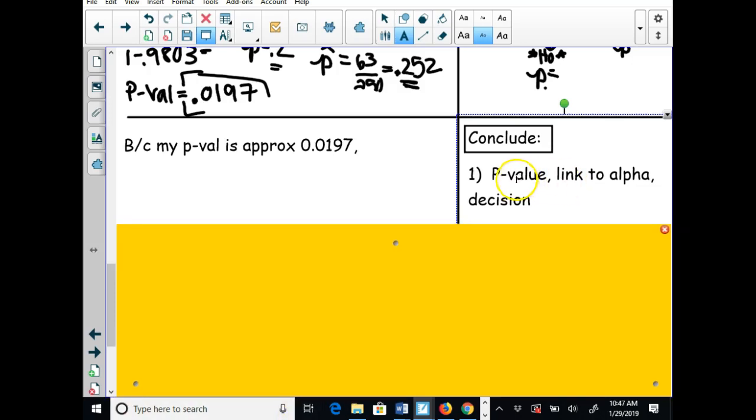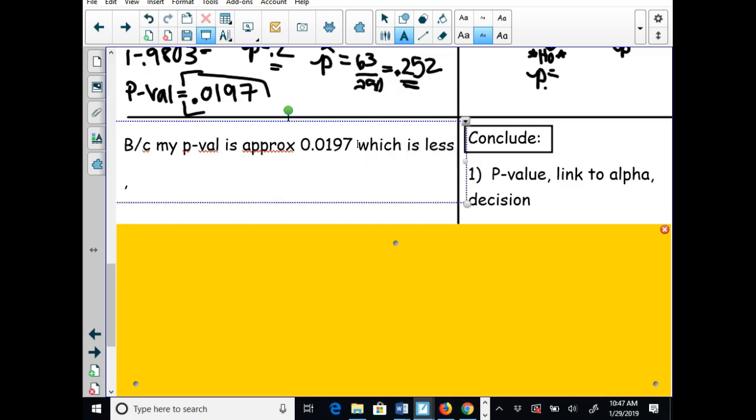So in our first sentence, we want our p-value. We want to link it to alpha. How do I want to link it to alpha? Well, because my p-value is approximately 0.0197, which is less than alpha equals 0.05, what is our decision going to be? We reject the null hypothesis.